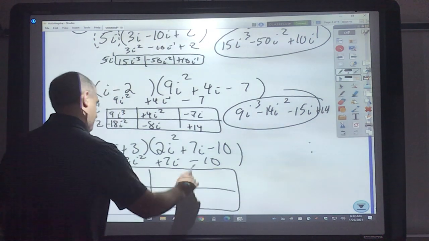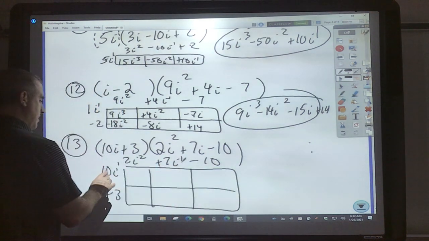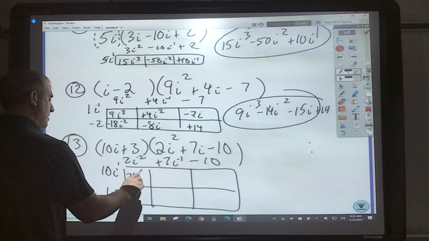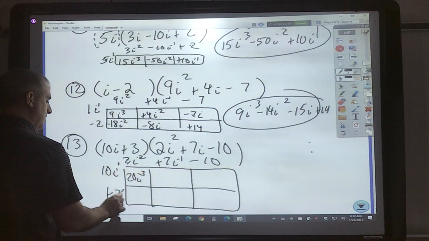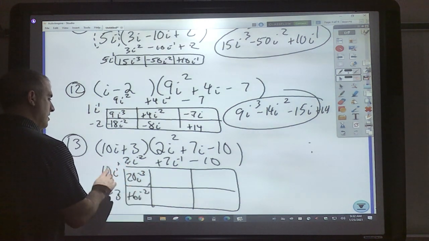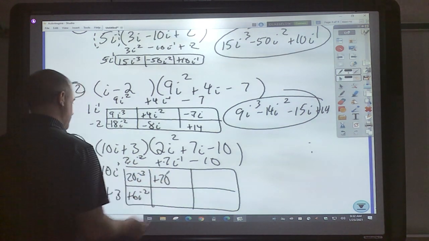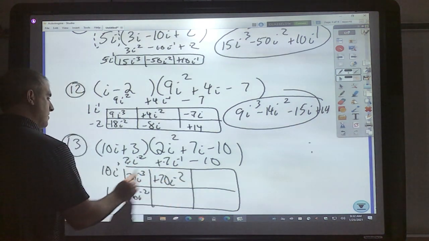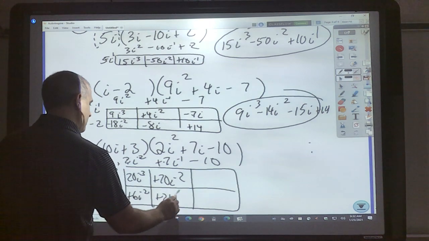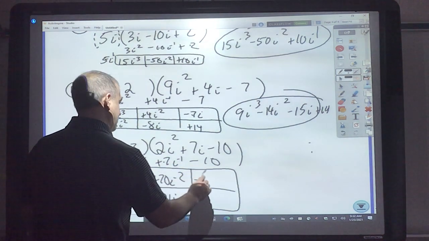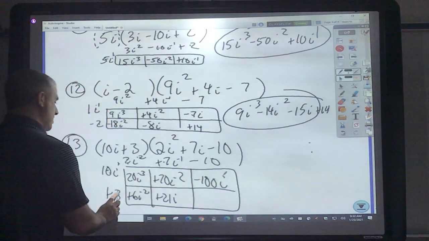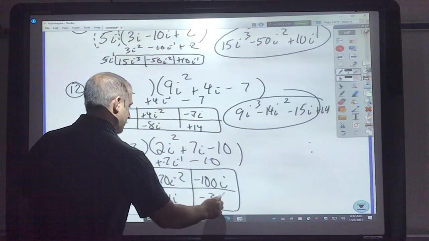Split, split, split. Ones and ones. 10 times 2, 20 with an I cubed because I add those. 2 times 3 is 6 with an I squared. 10 times 7 would be 70, okay, with an I squared. 3 times 7 would be 21 with just an I. 10 times negative 10 would be negative 100 with an I. 3 times negative 10 would be negative 30.